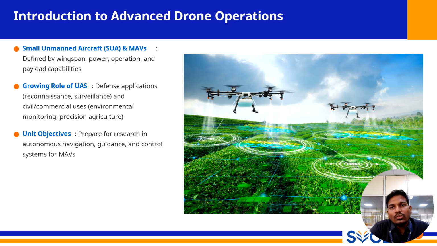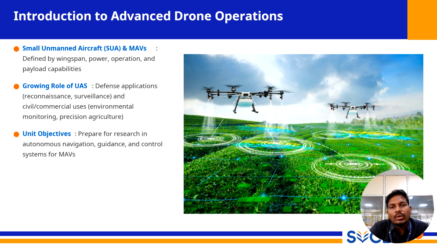Now that we have set the stage for our unit on advanced drone operation and control systems, let's dive into the specifics of what we'll be covering. These slides provide an introduction and a roadmap for our discussion. First, it's important that we are all on the same page regarding terminology. We'll be focusing heavily on what are known as Small Unmanned Aircraft Systems or SUAS, and a subset of those often called MAVs, which stands for Micro Air Vehicles.